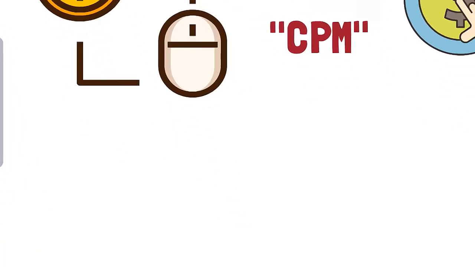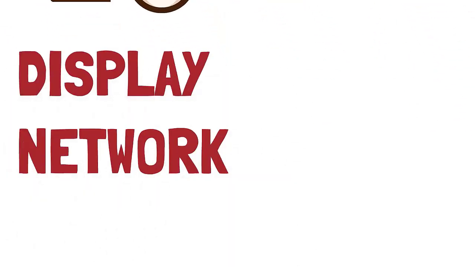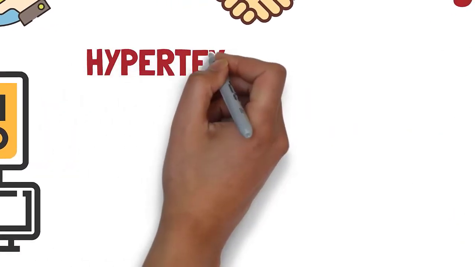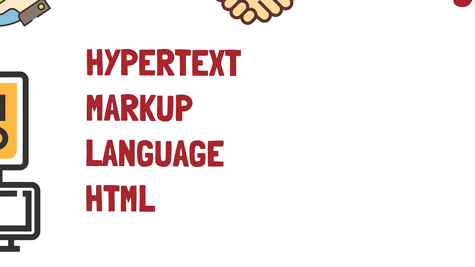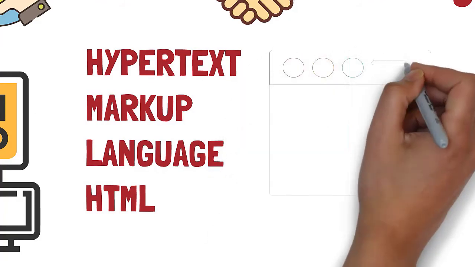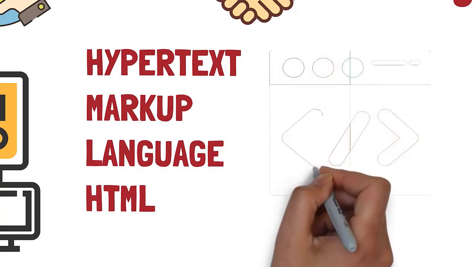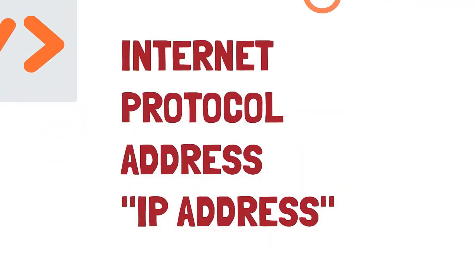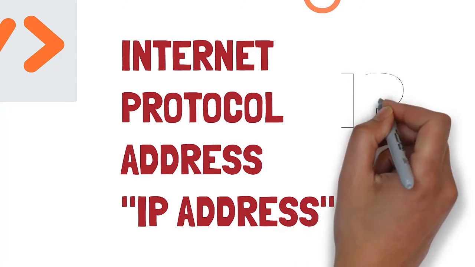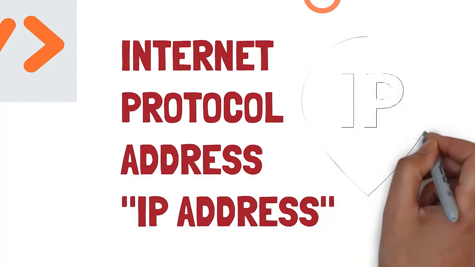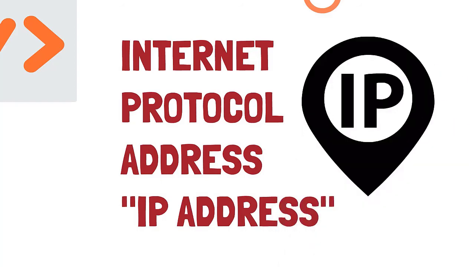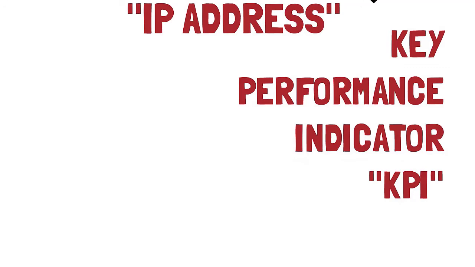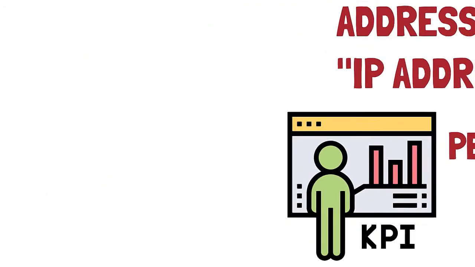Display network refers to the content websites that serve PPC adverts from the same provider. Hypertext Markup Language, or HTML, ensures the proper formatting of text and images for your internet browser. Web browsers read this type of programming language. Internet Protocol Address, or IP address, is an identifying number that is associated with a specific computer. Every computer in a network has its own exclusive IP. Key Performance Indicator, or KPI, is a metric that shows whether or not you have achieved an objective.